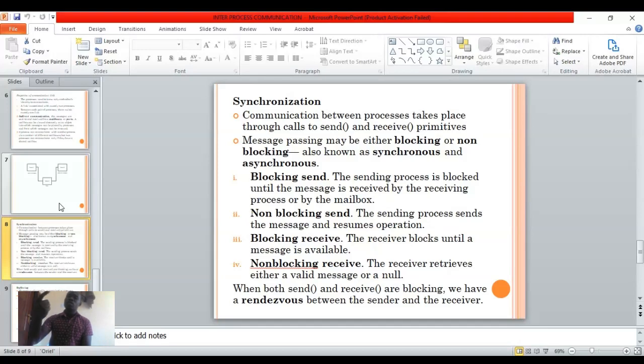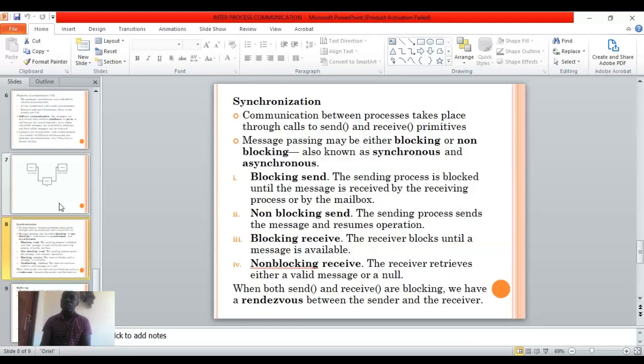Then we have the blocking receive. With the blocking receive, the receiver blocks until the message is available. Then we have the non-blocking receive. In this case, whether the message is valid or null is not important. It must retrieve a message.